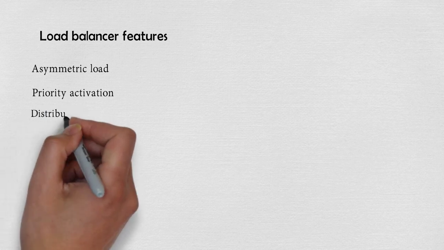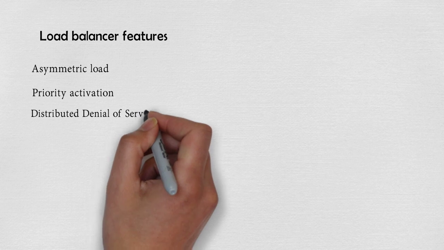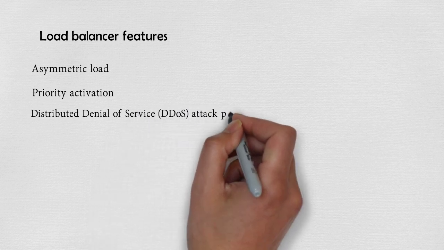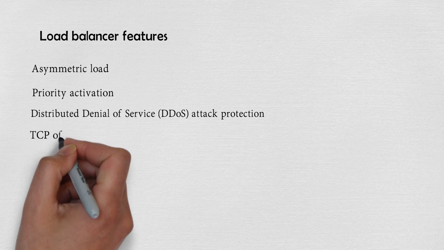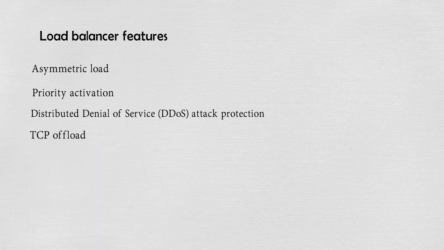Next is priority activation. When the number of available servers drops below a certain number or the load gets too high, standby servers can be brought online. Next feature is distributed denial of service attack protection. Load balancer can provide features such as SYN cookies and delayed binding to mitigate SYN flood attacks and generally offload work from the servers to a more efficient platform.